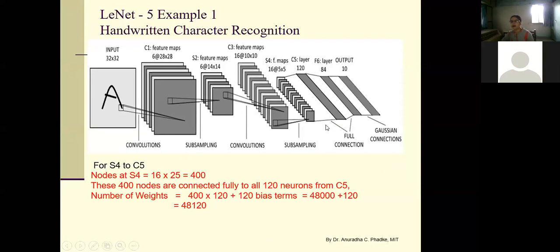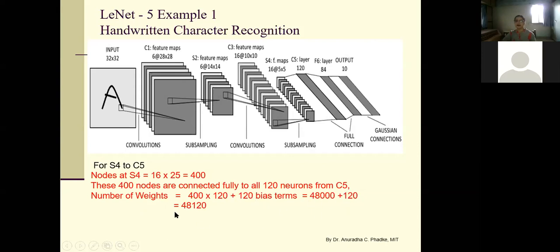Now these 400 nodes are connected to 120 nodes from the next fully connected layer, which is C5. So here these 400 nodes are connected to 120. The weight matrix for these connections is 400 by 120. Plus there are 120 bias terms corresponding to these 120 nodes. So the number of weights by this operation is 400 into 120 plus 120.